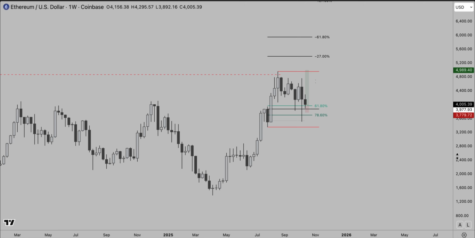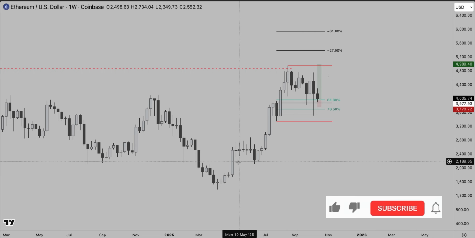So I'm currently in a long position on Ethereum live right now, and I'm going to break down the exact setup step by step. This is my go-to setup. It's the same concept I use every time the market gives me the right structure. So let's break down exactly how I caught it and how you can spot it too.